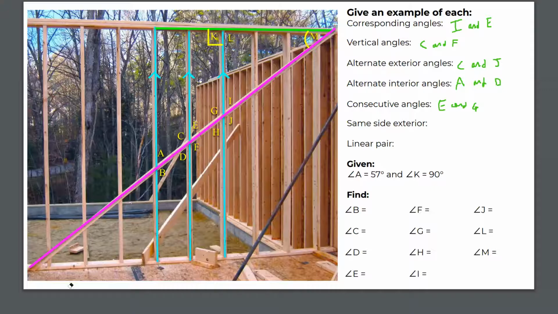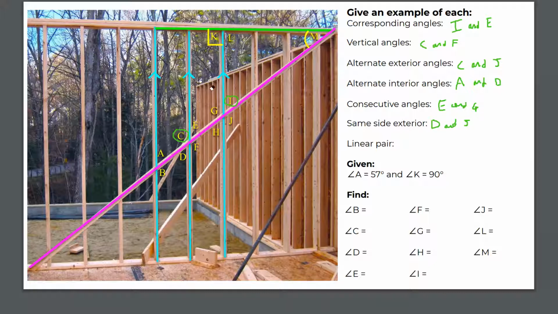We got same side exterior, very similar, right? They're on the same side of the transversal, but they're both exteriors. That would be, let's see here, not E and I, because E's in the interior. See, I messed up there, but C and I could work. Or I'm going to go D and J because DJ, right? It's kind of a fun one.